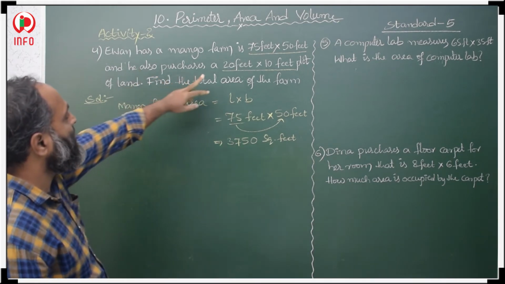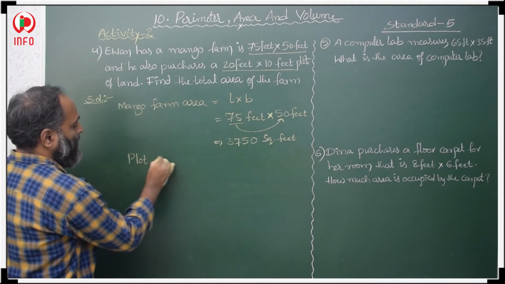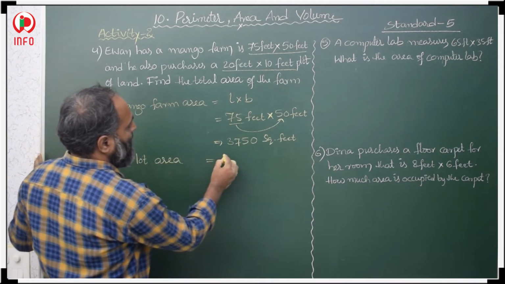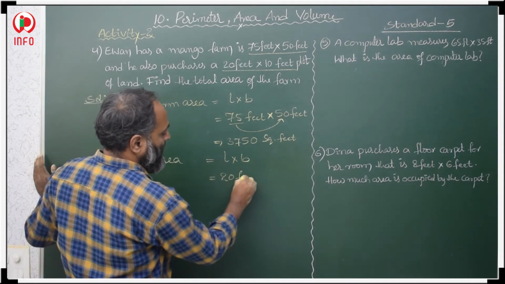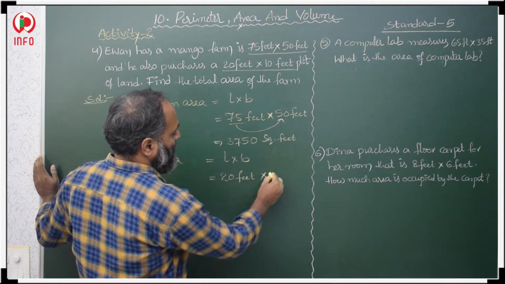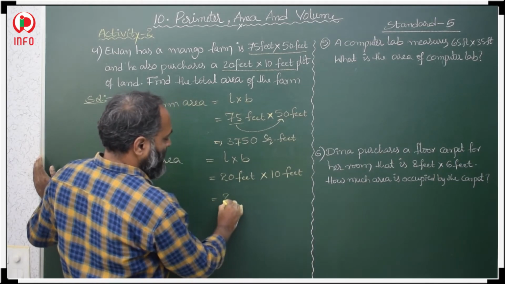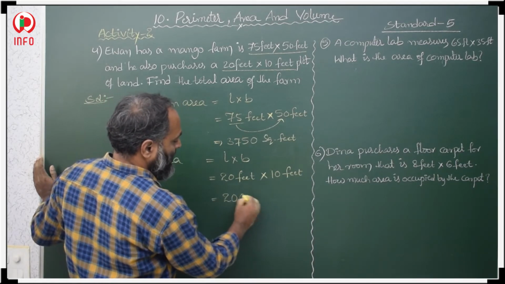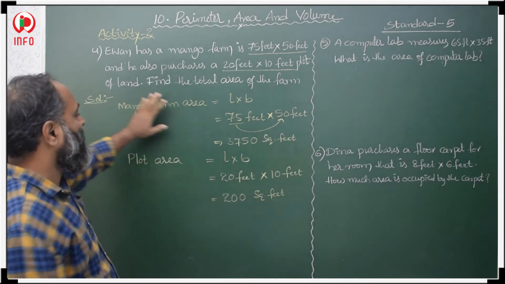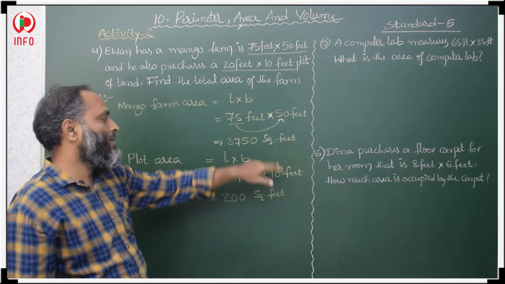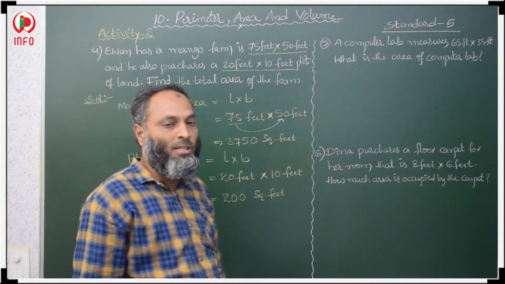So he purchases a plot. Now plot area we have to find. So that is length into breadth. What is the length here? 20 feet. 20 feet into 10 feet. 20 tens are 200. 200 square feet. So the mango farm area is 3750 square feet. Then the plot he purchased, that area is 200 square feet.